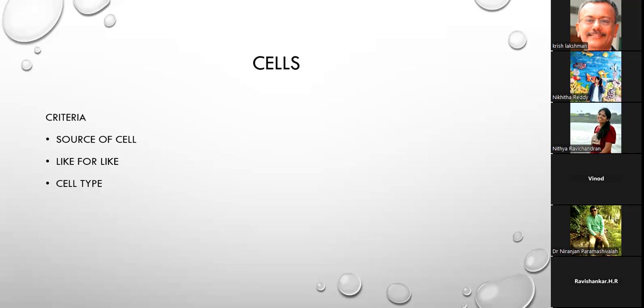The second criteria is using like for like kind of replacement. For cartilage implantation, we need to use a chondrocyte type of cell. And the third criteria is whether to use committed cell types or unspecialized cell types. That is, should we use a differentiated cell or a stem cell? So depending upon the situation and the requirement, we can use different types of cells.